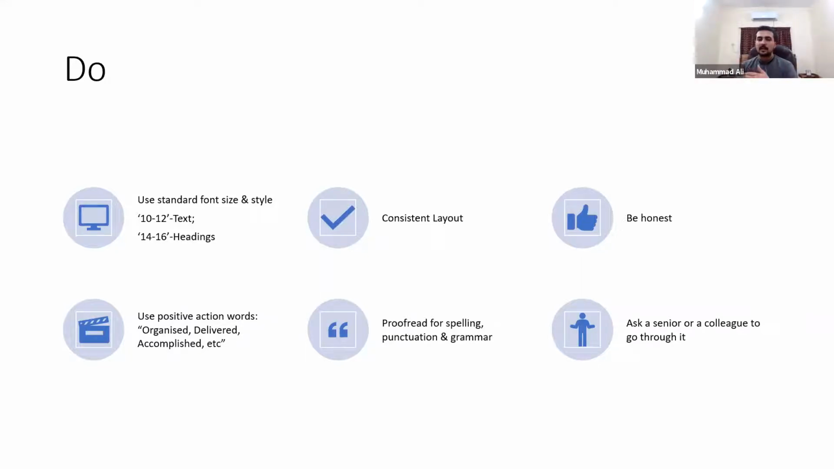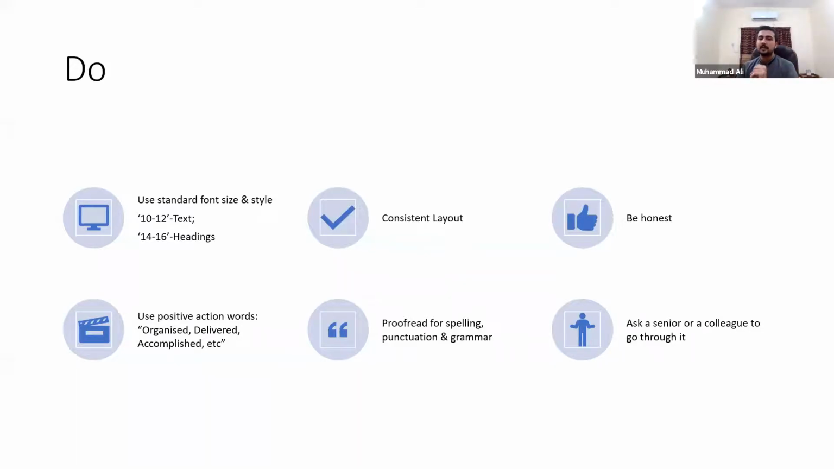Be honest with whatever you have been doing so far, and that will be the best possible outcome for you in terms of your CV. Then use positive action words, for example, organized, delivered, accomplished, but don't overuse them. Any CV should look appropriate for whatever you have been doing so far, for your level of experience. All of these words look nice, but they should not be overused.